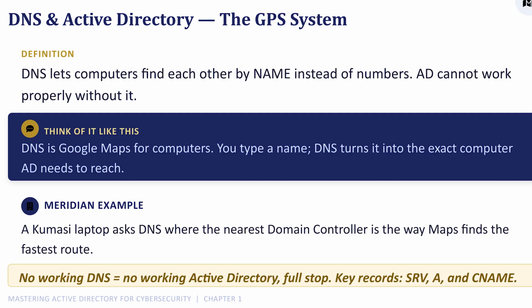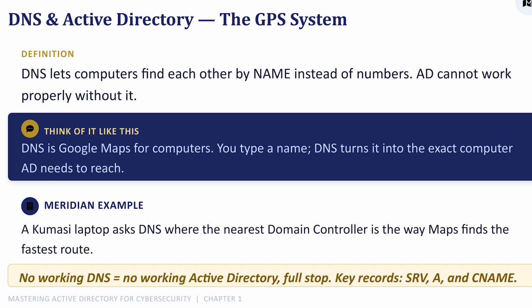Imagine a Kumasi laptop wants to log in. Okay, using the same Meridian analogy. Remember we have one in Accra, which is the head office. We have one in Kumasi, a branch there. We have one also in London. So imagine an employee at Kumasi uses a laptop to log in. The computer needs to locate the appropriate Active Directory services. Okay, and DNS helps to discover where these services are. In the slides, I mentioned SRV records and CNAME records.